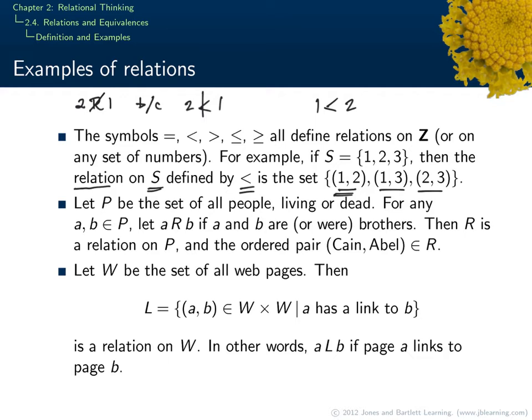Okay, so in the second bullet, we have another example. Let's let P be the set of all people. And for any specific people, A and B, we'll say that person A is related to person B if A and B are or were brothers. Turns out that R is a relation on P, and in fact, the ordered pair (Cain, Abel) is in R because Cain and Abel were brothers. Finally, why don't we let W be the set of all web pages? Then we can form a relation L on W where a website A is related to a website B if the website A has a link in it to website B.